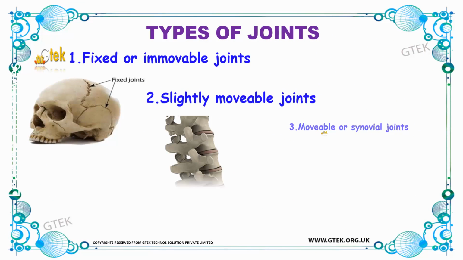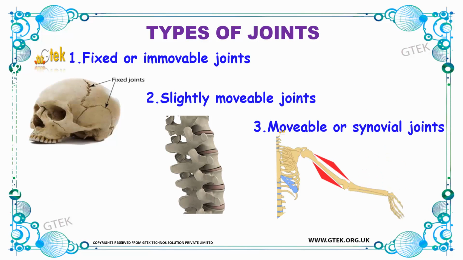Let us see the types of joints. There are three types of joints: fixed or immovable joints, slightly movable joints, movable or synovial joints. If you see, in fixed or immovable joints, the joints are fixed and they don't move, whereas in slightly movable joints, we can move them slightly. Whereas in movable or synovial joints, we can give a large amount of movement, as you can see.